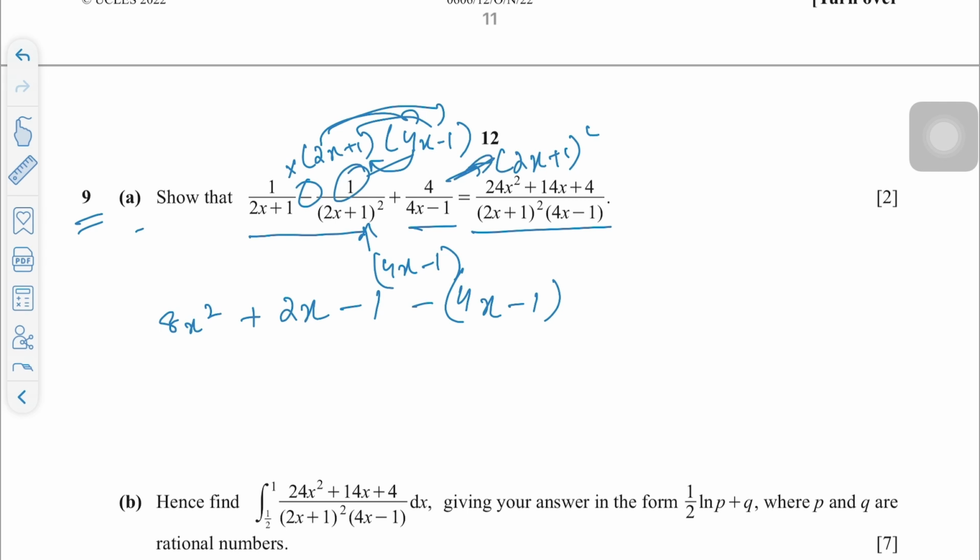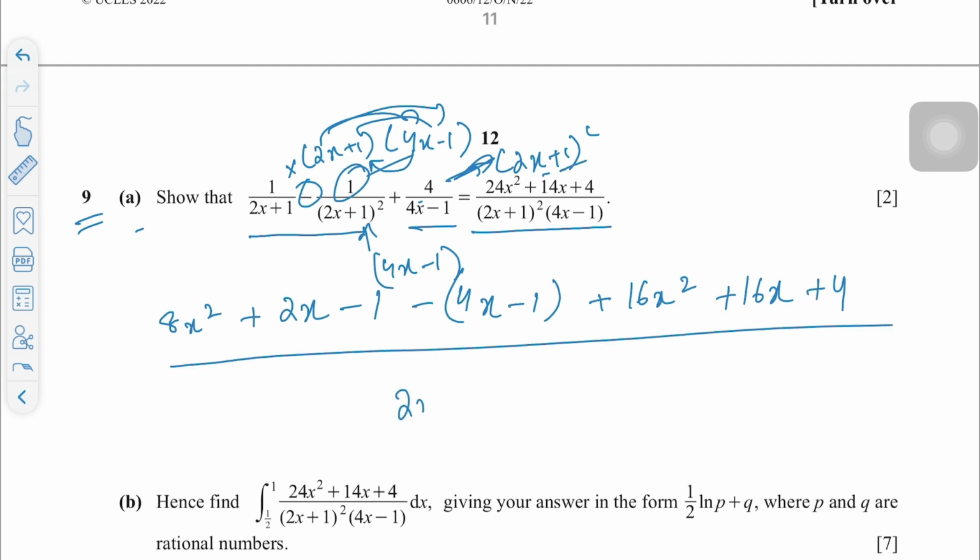Let's just multiply it by 4 and then multiply by 4 and square it as well. So 2x squared would be 4x squared. That would be multiplied, so this would be 16x squared. And 2 into 2x would be 4x, and then this 4 would be multiplied, so this would be 16x again, and this will be 1, and this would be multiplied by 4, so this would be 4. We have our denominator as (2x plus 1) whole squared, (4x minus 1).